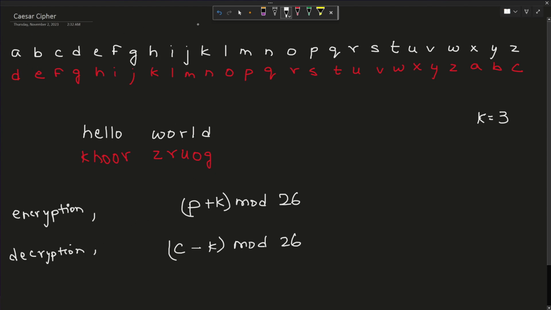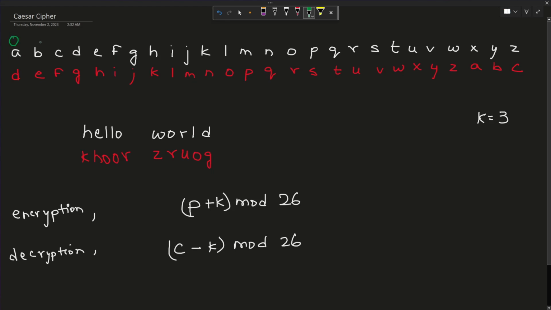Now, in the scenario that we have over here, A, B, C, D, E, F, G, all the way to Z, what we're basically going to do is assign a numeric value to each of these alphabets. Now, we will not start with 1. That is, A will not be 1. We will instead start with the index of 0.